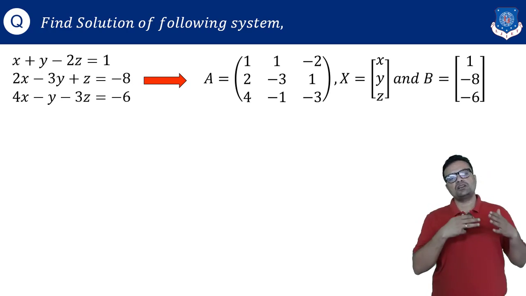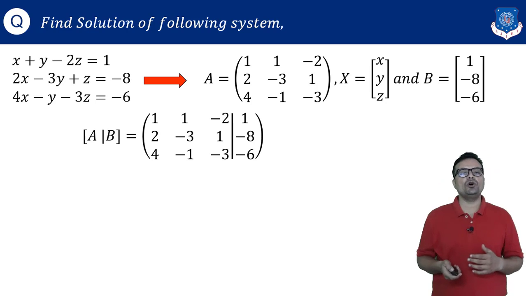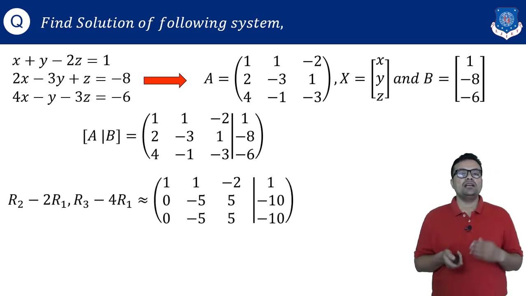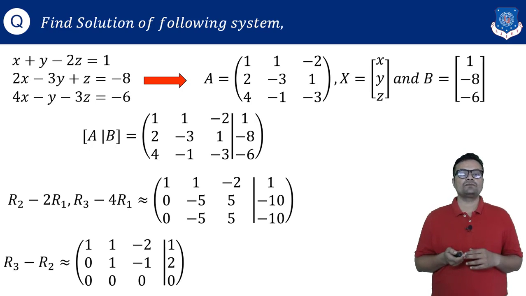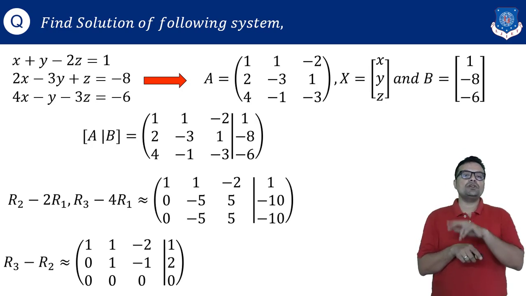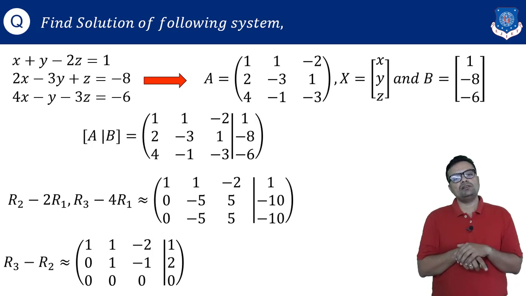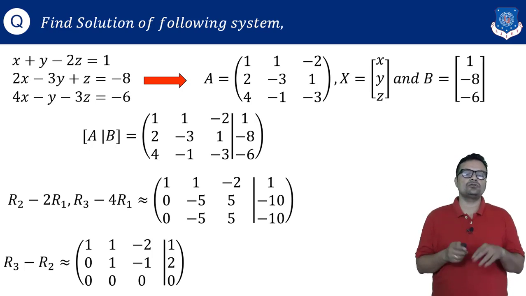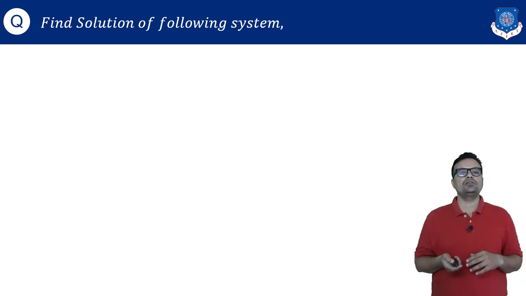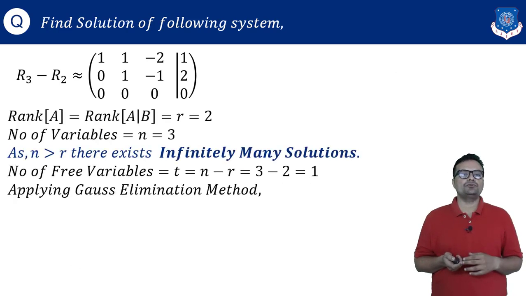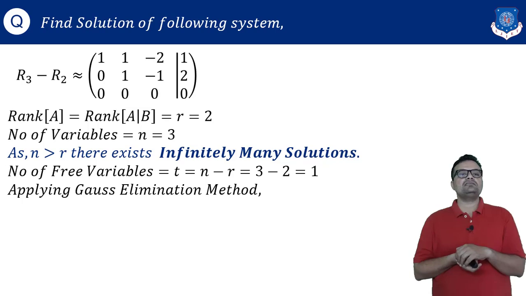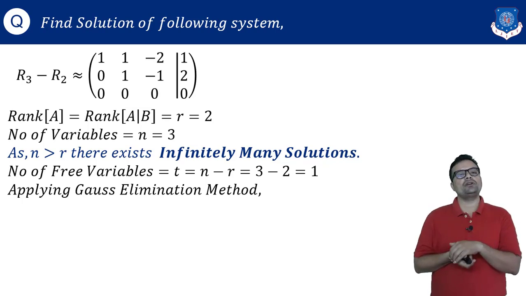Suppose this is the given system. Convert it into AX equal to B form, take the augmented matrix A with B, convert matrix A into row echelon form: multiply row 1 by minus 2, add it into row 2, multiply row 1 by minus 4, add it into row 3. Now surprisingly, at this particular moment, we have 2 same rows. So I will take R3 minus R2, so the lower entry is 0 in the third row. So now you can see clearly at this junction that rank of A and rank of A augmented B both are the same, and both are equal to 2.